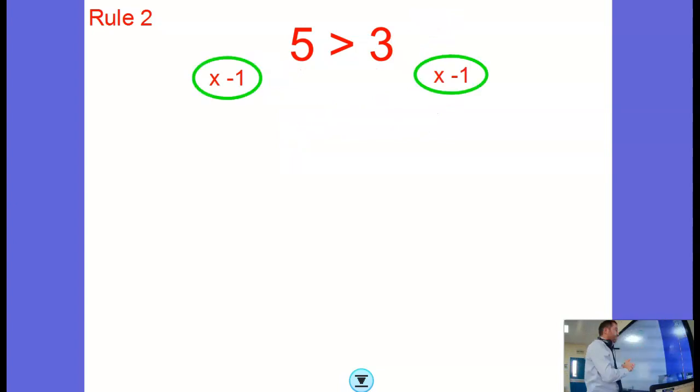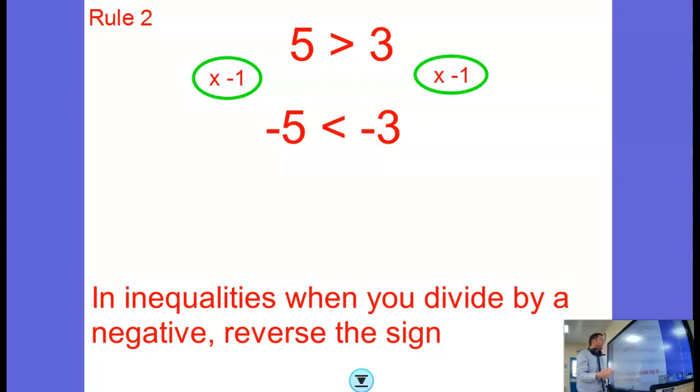However, when I multiply by a negative number, what happens here is that we get minus 5 and minus 3. Minus 5 is greater than minus 3? No, it's not. Minus 5 is a smaller number, way further left on the number line. Okay? So any time that we multiply by a negative, that sign has to change as well. So when we multiply by a negative in inequalities, we have to reverse the sign.